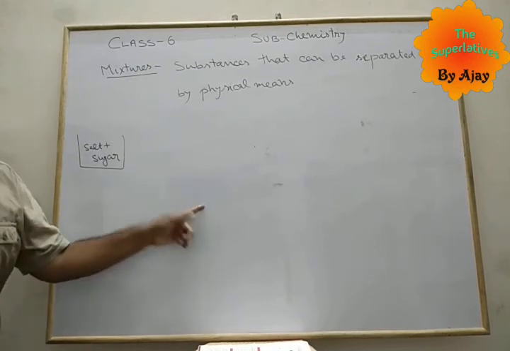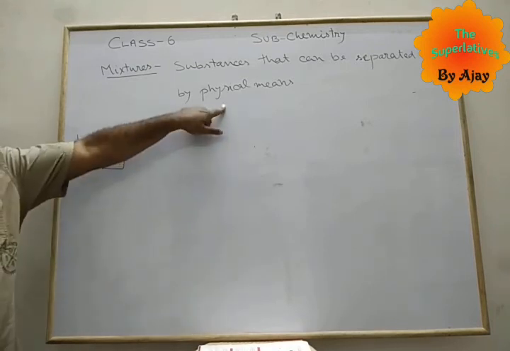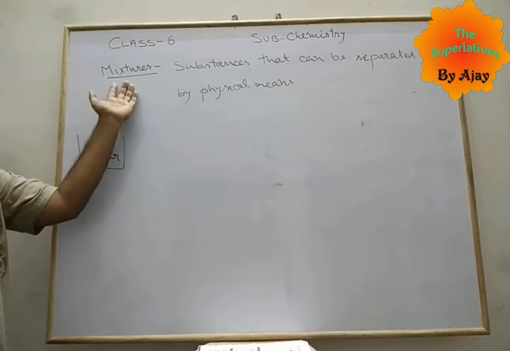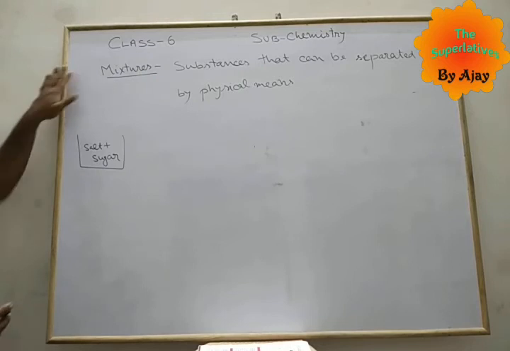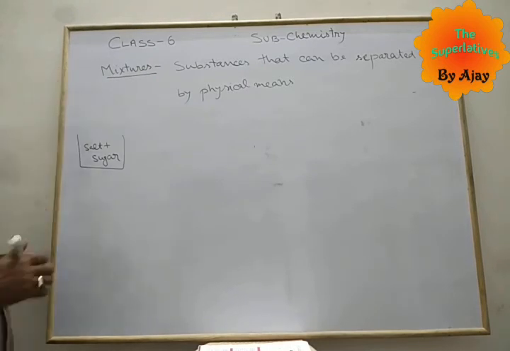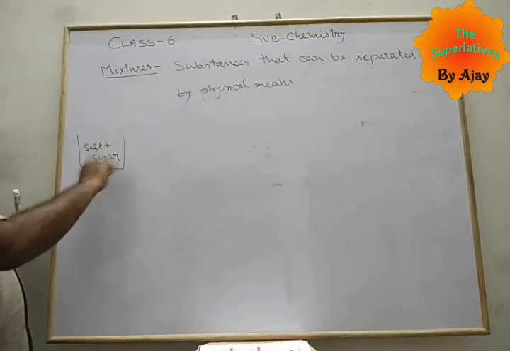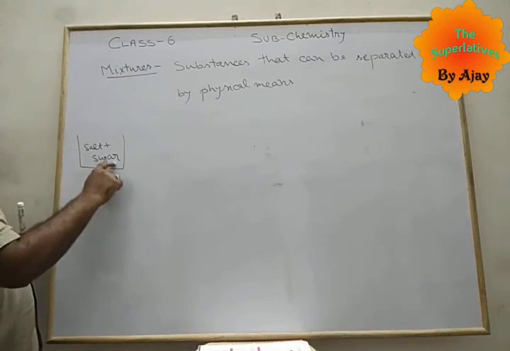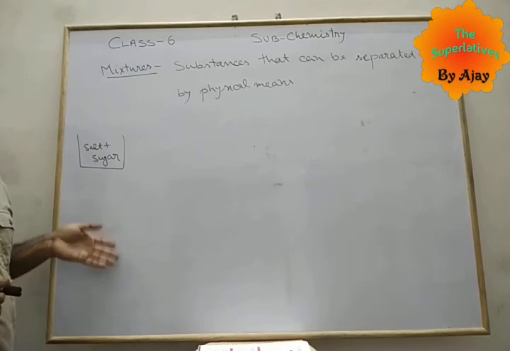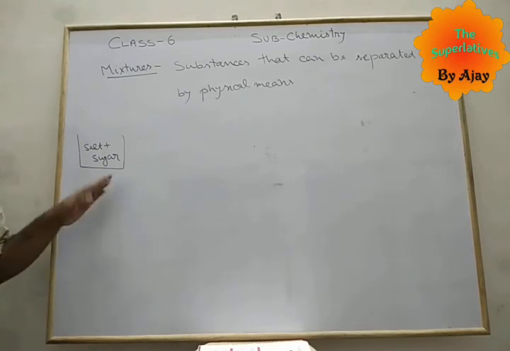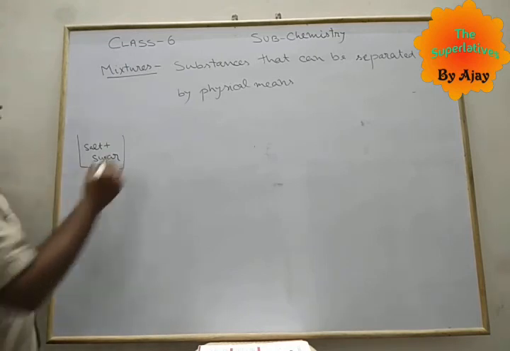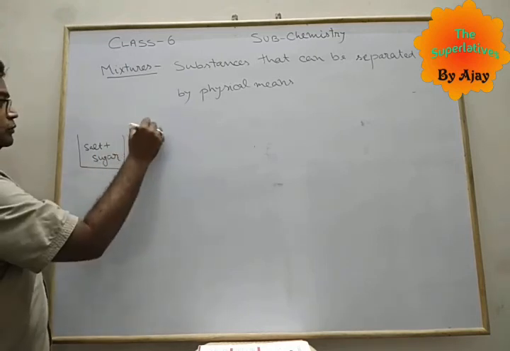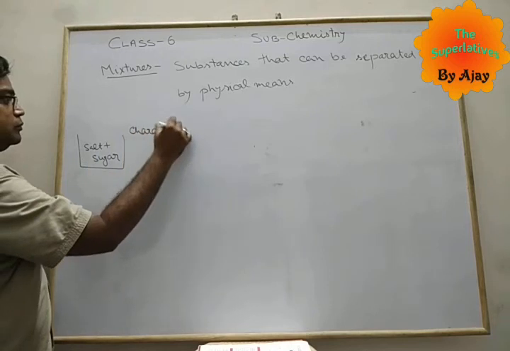Now, you must remember that in case of a compound, we use the definition that compounds can be separated into two or more simpler substances by chemical means. In this case, we are using the words physical means. A mixture is just the opposite of a compound as well as the opposite of a pure substance. So if we pick the sugar particles from this mixture, we can easily separate the salt and sugar. So this is the concept of mixtures.